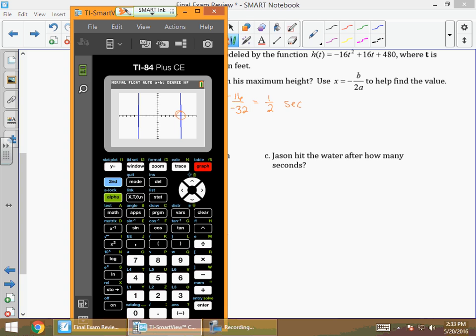And when we take a look at the rightmost zero, I can calculate it. Second, calculate the zero, left bound, and right bound. And guess. And it shows us the zero is at 6 seconds.